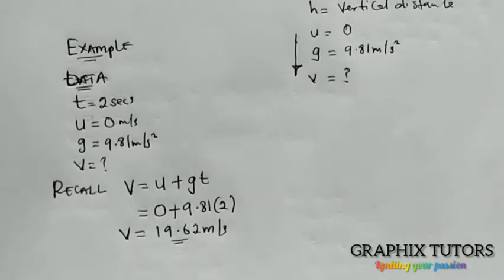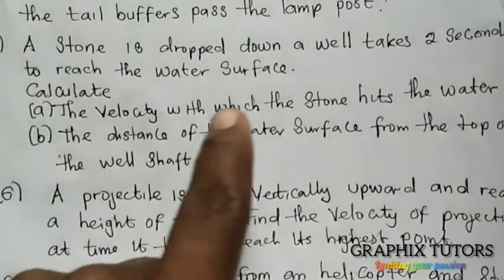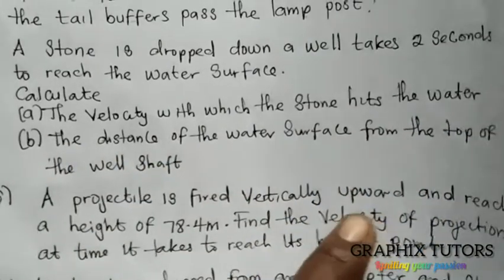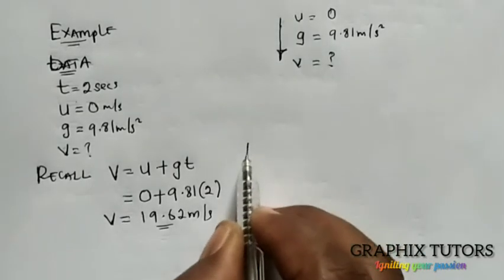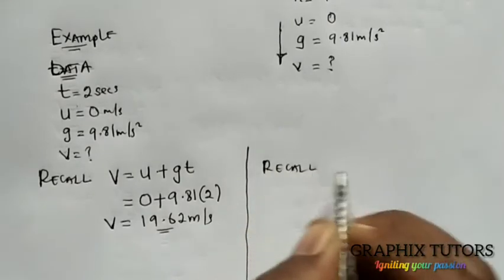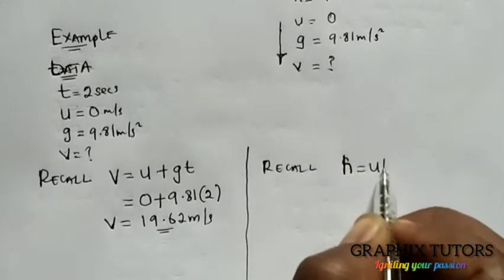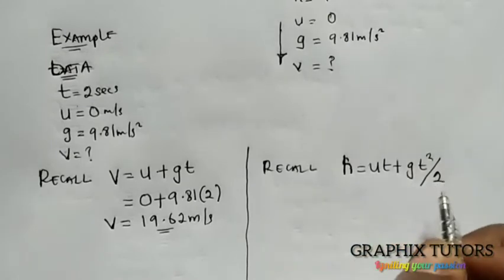Now the next thing we are told to calculate, after the velocity with which the stone hits the water surface, 19.62, then B says the distance of the water surface from the top of the well shaft. So we're looking for distance. It is easier. What you just do, let me just do it here. You put, recall, the S, which we will say H, is equal to what? UT plus GT square, everything over 2.